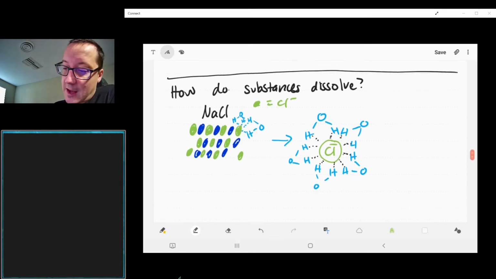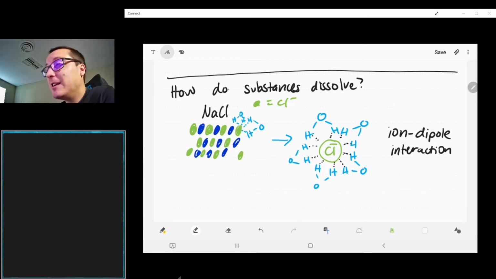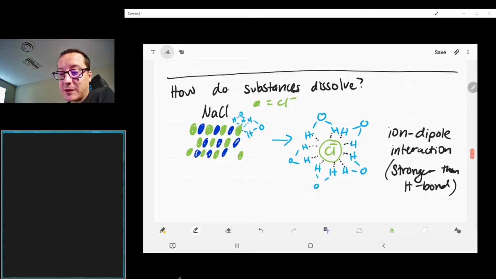This is called an ion dipole interaction. And it is even stronger than hydrogen bonds. Simply because you can see you're going to have quite a few hydrogen bonds happening at once to a fully charged species, and that's going to be a very strong interaction.